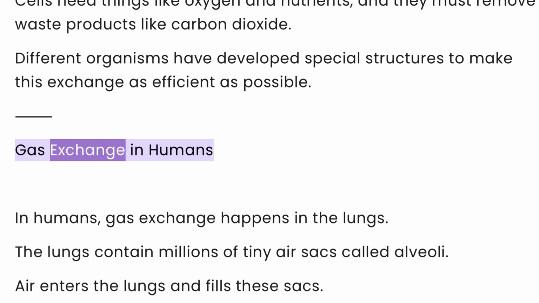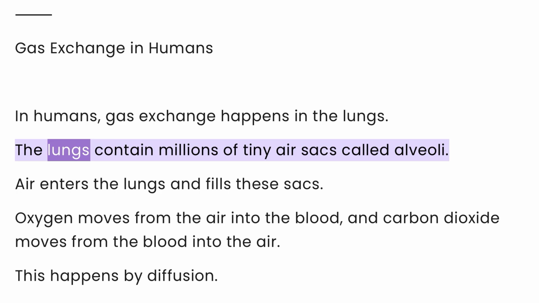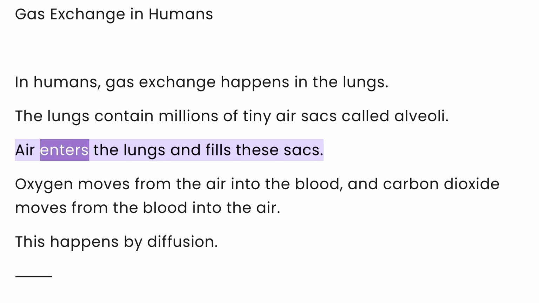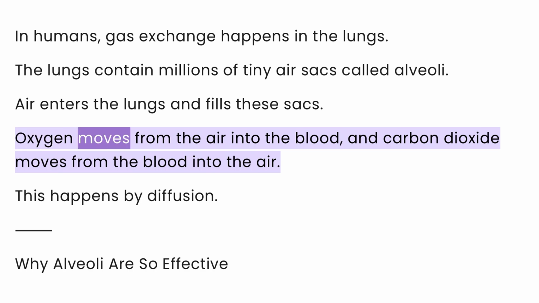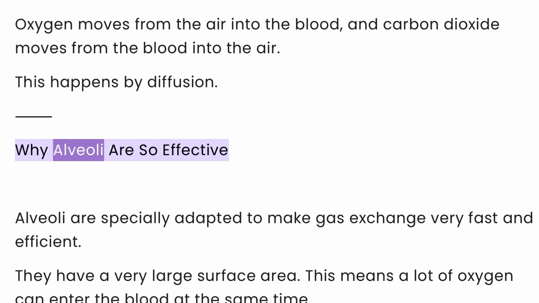Gas exchange in humans. In humans, gas exchange happens in the lungs. The lungs contain millions of tiny air sacs called alveoli. Air enters the lungs and fills these sacs. Oxygen moves from the air into the blood, and carbon dioxide moves from the blood into the air. This happens by diffusion. Why are alveoli so effective?